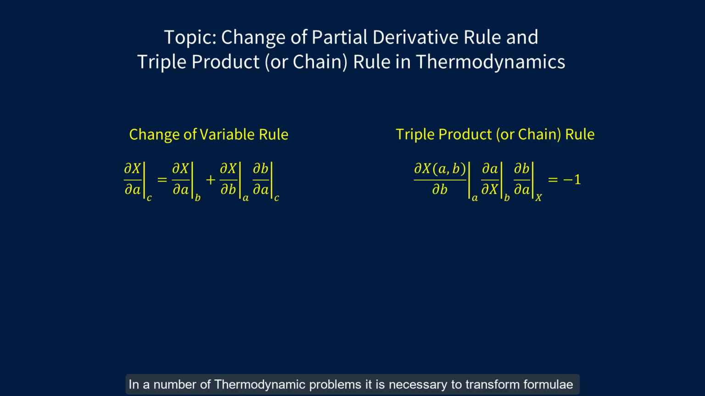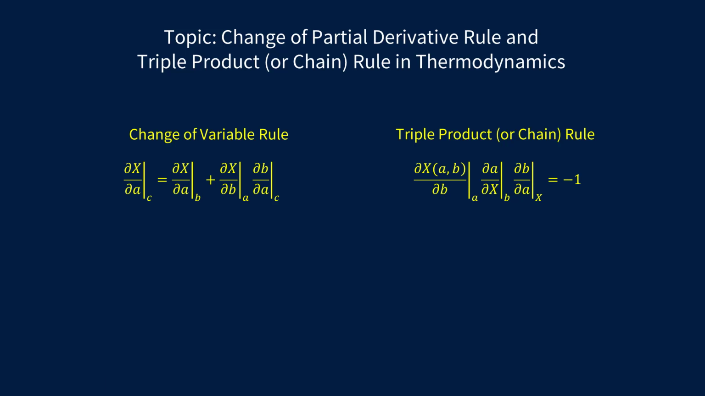In a number of thermodynamic problems, it is necessary to transform formulae from one set of variables to another. Two rules are applied for this task, namely the change of variable rule and the chain rule, also called the triple product rule. Let us see how they work.